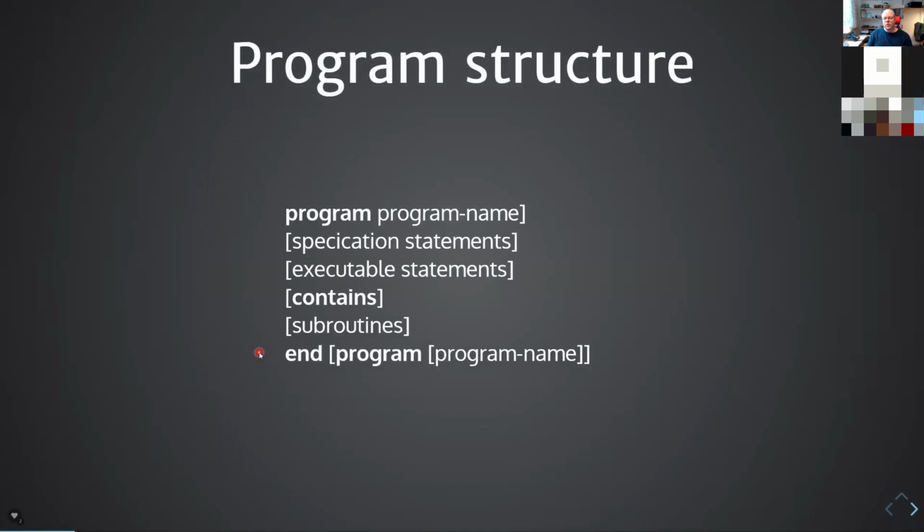The basic program structure in your code is program name. Then you have your specification statements, then your executable statements. So they have to be in order. You can't mix specification and executable, as I said before. You have a contains section where you can put other subroutines in your main program. And you can only have one main file that contains the program. So this is kind of the main program of your software project.